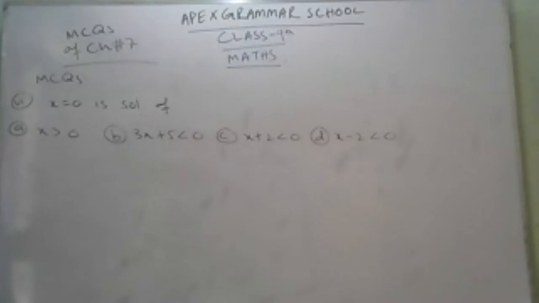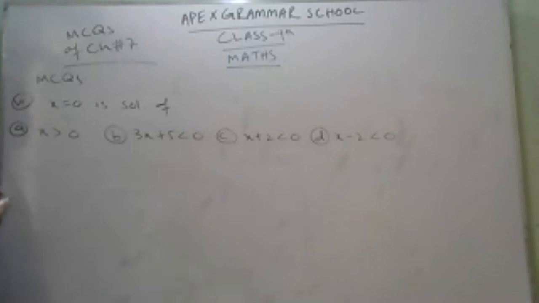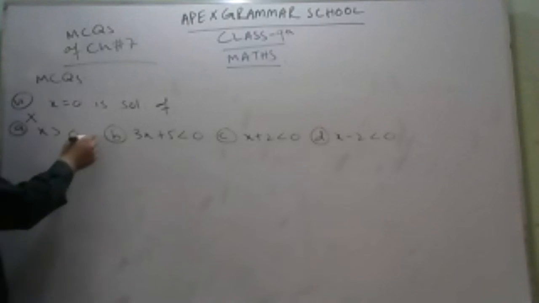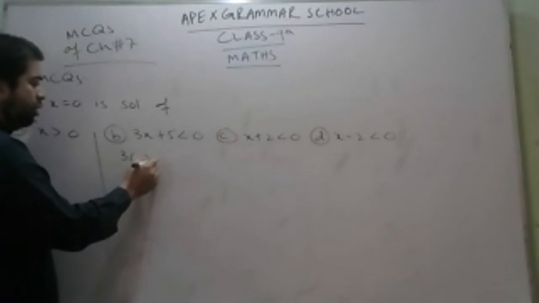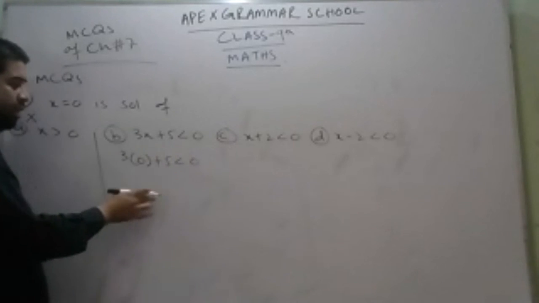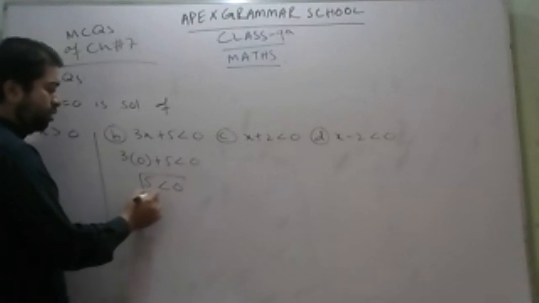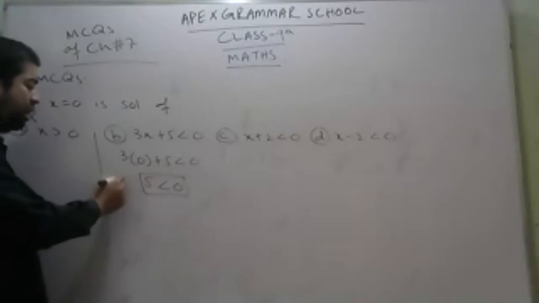Okay. Now, what will be the proper solution? Is it option A? If we put this value of x here, it means 0 is greater than 0. How is it possible? 0 can equal 0 but not be greater than 0. If we put x equal to 0 in option B, we get 3 multiplied by 0 plus 5 less than 0. 3 multiplied by 0 is 0. 0 plus 5 is 5, less than 0. Is it possible that 5 is less than 0? 5 is not less than 0, it is greater than 0.